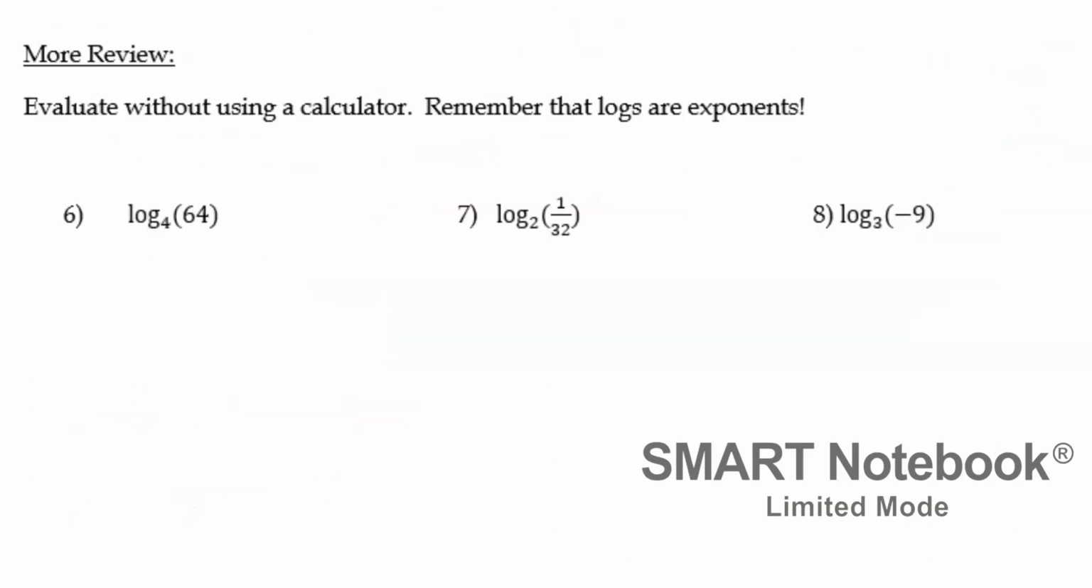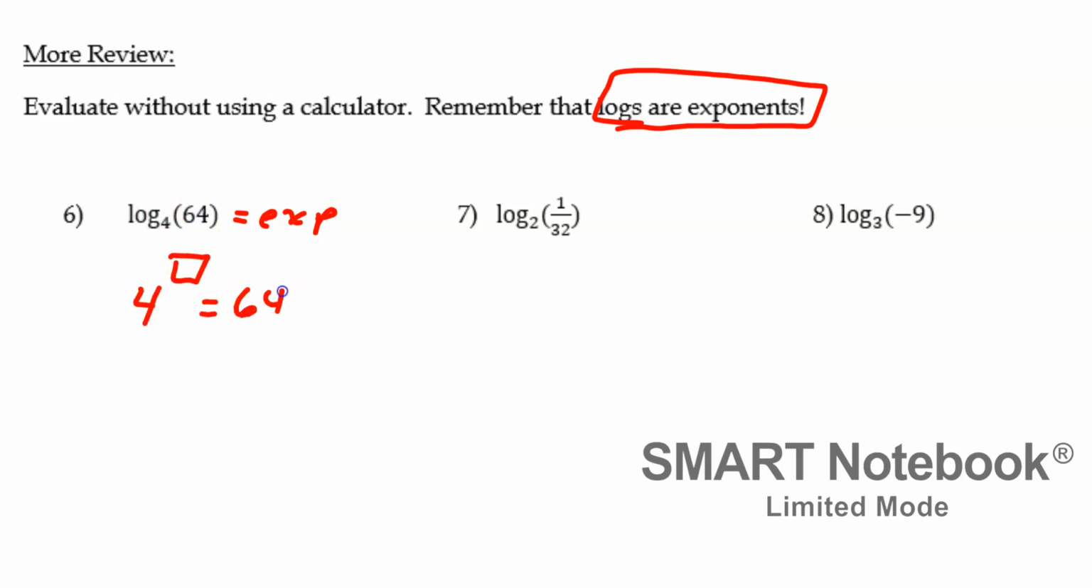And lastly, a little bit more review. Evaluate without using a calculator. Remember that logs are exponents. I think you're going to get sick of me saying that because I'm going to say it pretty constantly. So if you're looking at 6, 7, and 8, all of these are asking you to evaluate a log, which means your answer must be an exponent. So if you're thinking about this backwards, what this is saying is 4 to the what is 64.